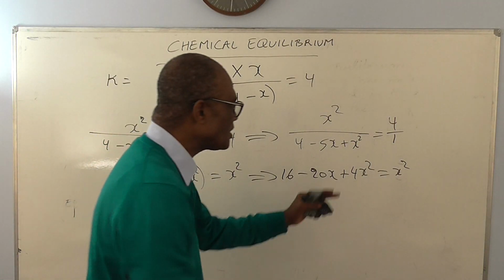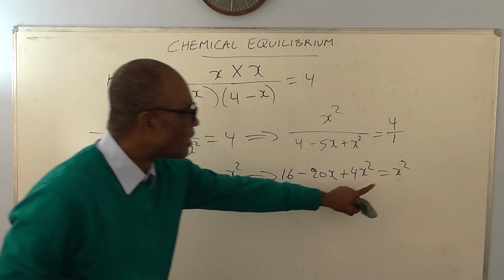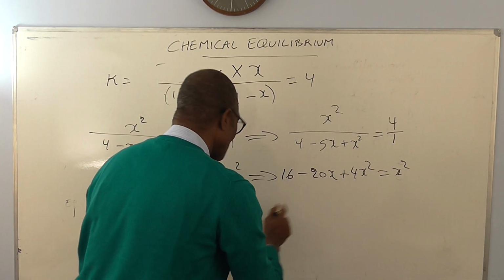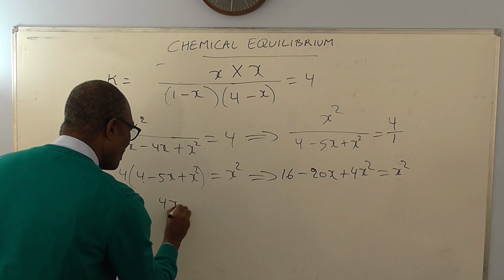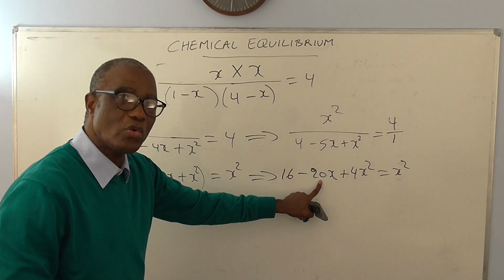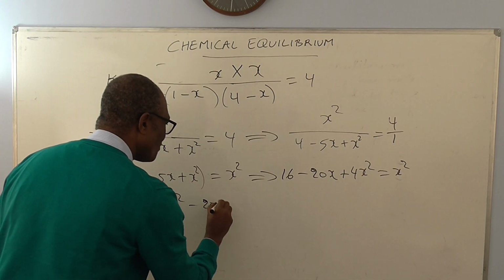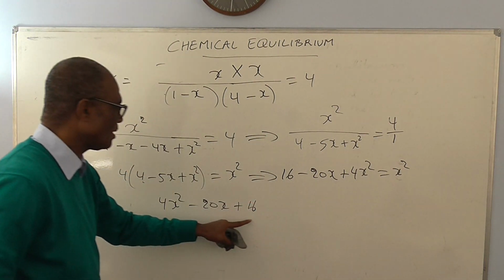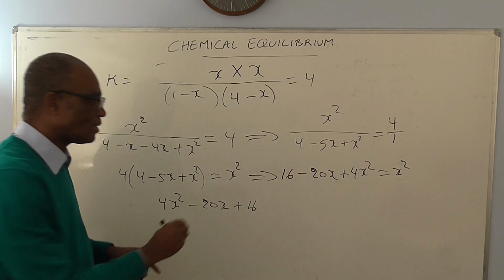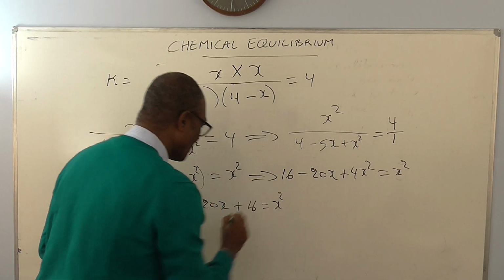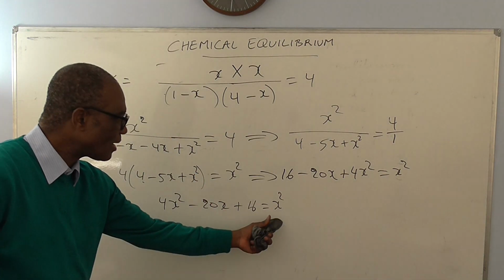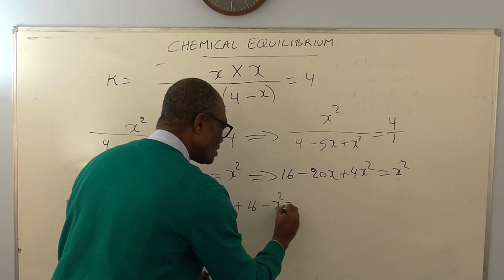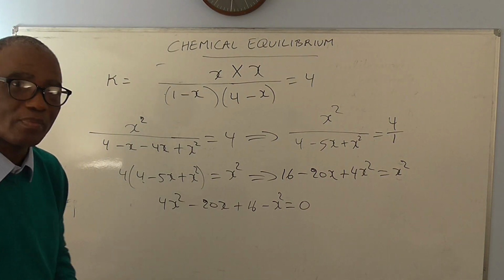Okay, I'm going to rearrange and bring x squared to the left hand side. So I'm going to rearrange this first. If I rearrange, I get 4x squared minus 20x plus 16. So I can rearrange it like that, and then it is equal to x squared. Now if I bring x squared to the left, I'm going to have minus x squared is equal to 0. Nothing is left there.